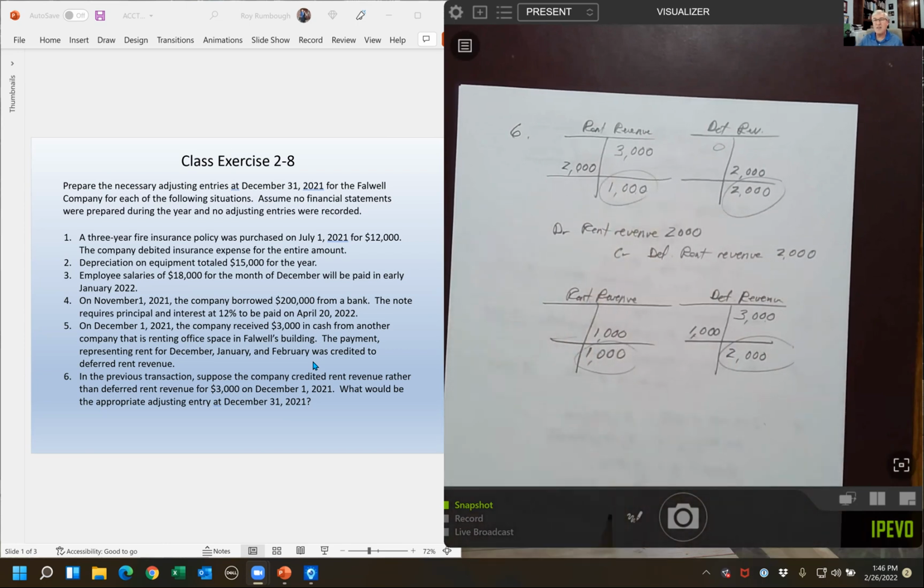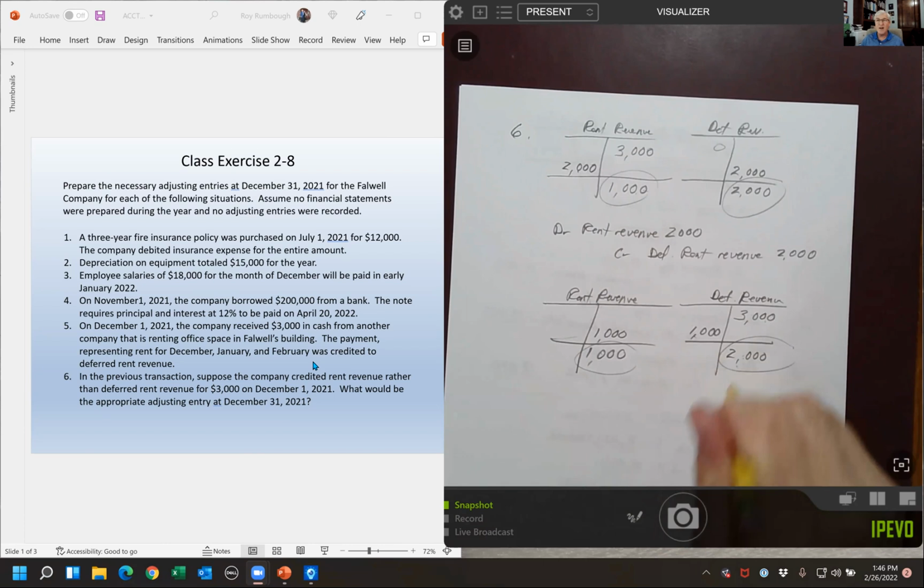So regardless of how we handled it on December 1, when we do our adjusting entries, we don't care how you handle it on December 1, because we're going to get our financial statements right with adjusting entries. And this may be the procedure this company follows: just throw it all in rent revenue, we'll fix it at the end of the year. That's the way they do it. You know, I'd kind of prefer to do it right up front and put the whole thing in deferred revenue, but that would be me.